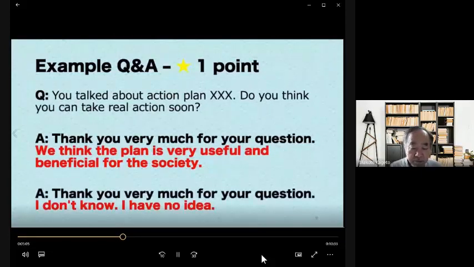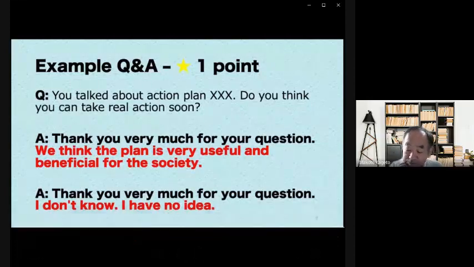These examples are score 1. The first example is, thank you very much for your question. We think the plan is very useful and beneficial for the society. Actually, it doesn't answer the question. The question is, do you think you can take real action soon? But this answer doesn't reply to the question. And the next example, I don't know, I have no idea. It doesn't answer anything. So for these answers, the score will be 1.